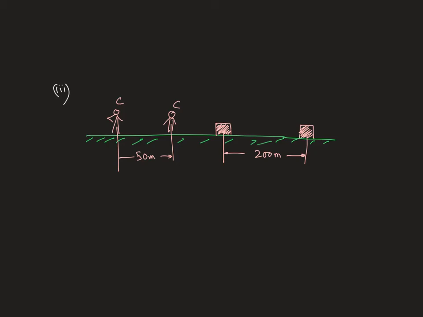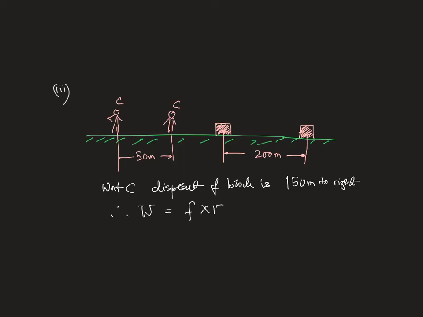So displacement of C is 50 meter. So with respect to C again, displacement of the block is 150 meter to the right. So therefore the work done by friction is F multiplied by 150, that is 20 multiplied by 150, that is 3000 Newton.